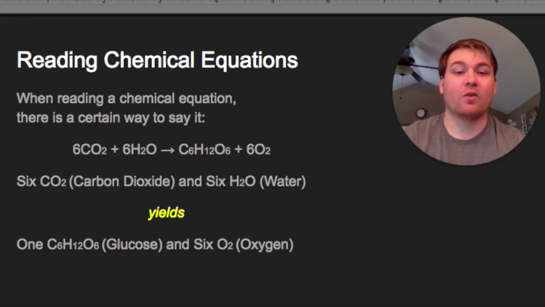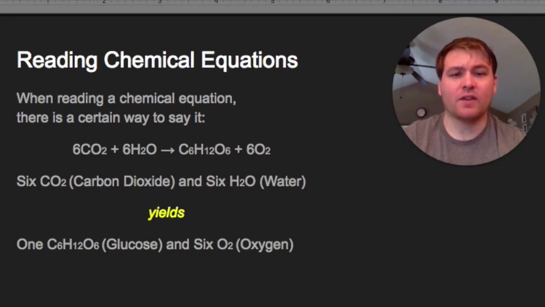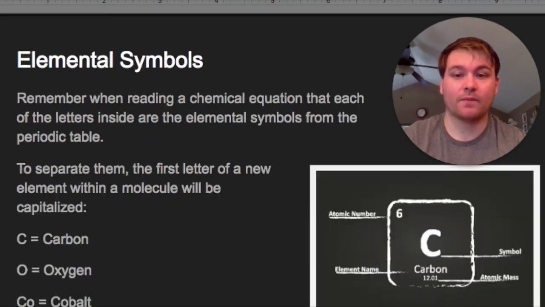When reading a chemical equation, there's a certain way to say it. 6CO2 and 6H2O yields 1C6H12O6 and 6O2. If you know the names of these molecules, then you can just say those. 6 carbon dioxide and 6 water yield 1 glucose and 6 oxygen.